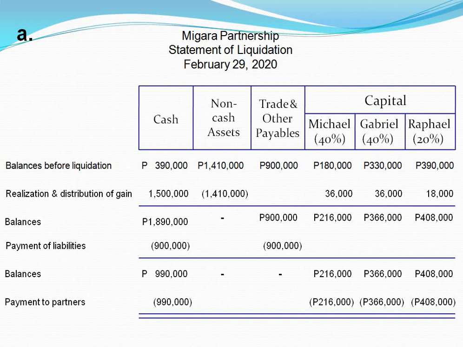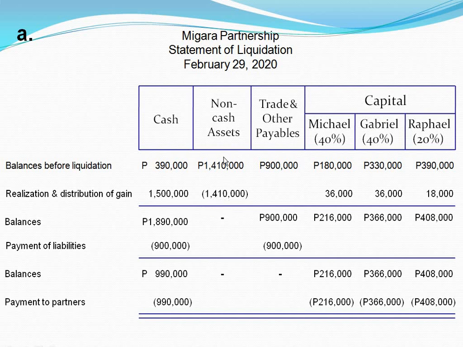But aside from this statement of liquidation, the problem requires us to prepare the necessary journal entries. If you already know by heart the normal balance or increased side of each account, then this must be a breeze, like a walk in the park for you. For the realization and distribution of gain, notice here, the cash increased by 1,500,000. So to increase cash, debit 1,500,000 cash. The non-cash assets decreased. To record the decrease, credit.